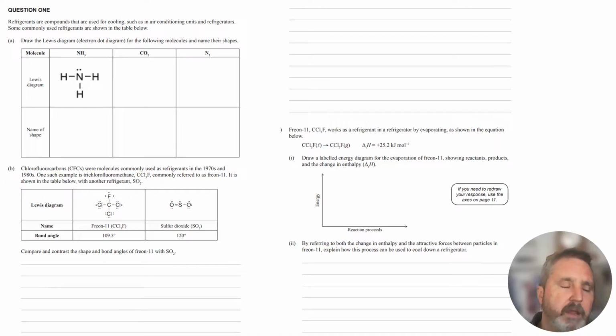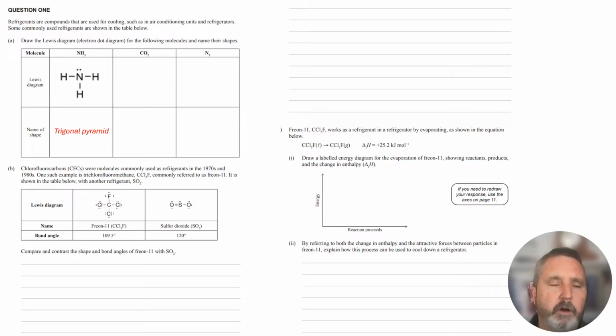We remember when naming the shape, we're not looking at how it looks in our Lewis diagram. We're counting the total number of bonding and non-bonding regions around the central atom. So there are 4 regions in total around the central atom, which means it's a base shape of tetrahedral. 3 of the regions are bonding, so it's going to be a trigonal pyramid shape.